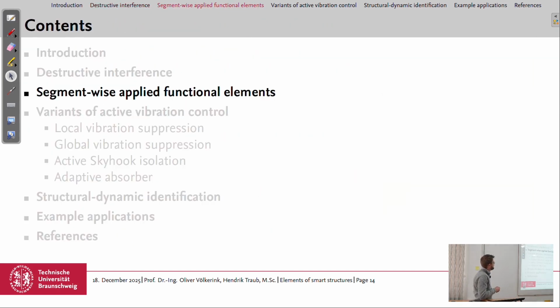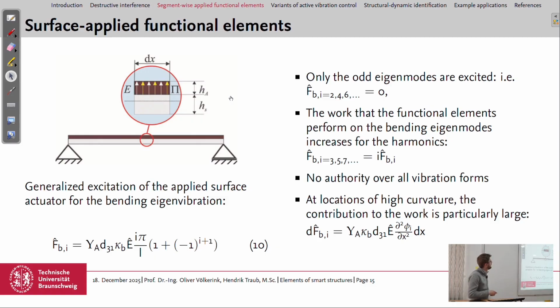So as we have introduced the basic concepts, the two we are looking deeper in, the local vibration suppression and the global vibration suppression, we are now looking at segment-wise applied functional elements, and we start with a functional element on the whole surface of the simply supported beam. Then we can again, without deriving it in detail, come up with the general excitation of the beam due to the surface actuator, coming in with the kappa B, I will look it up.